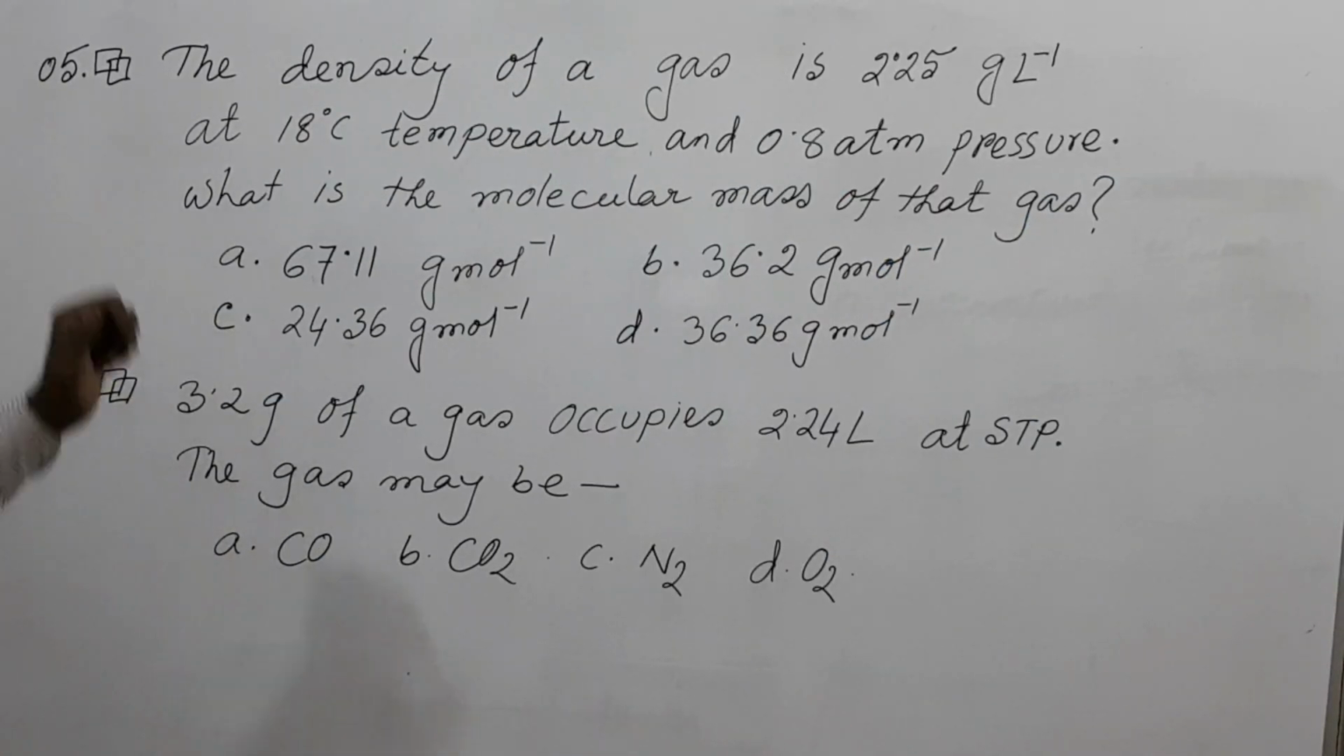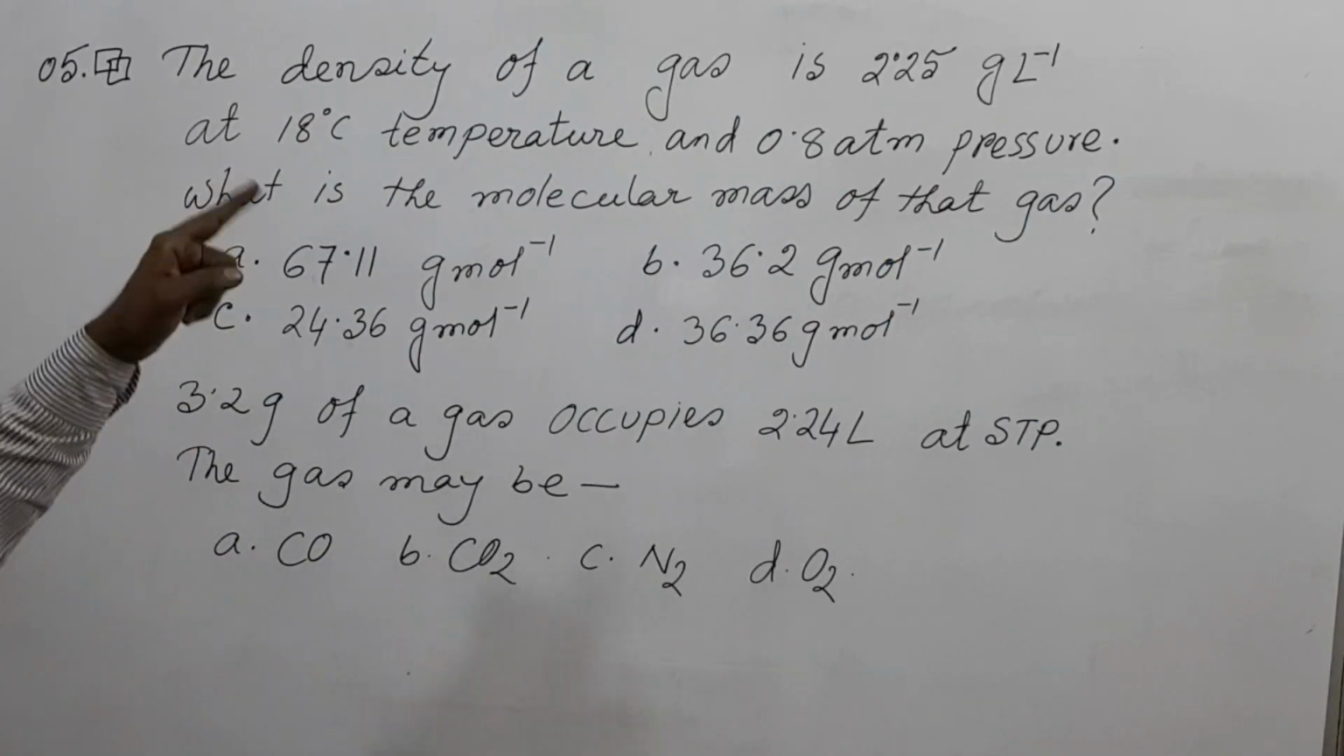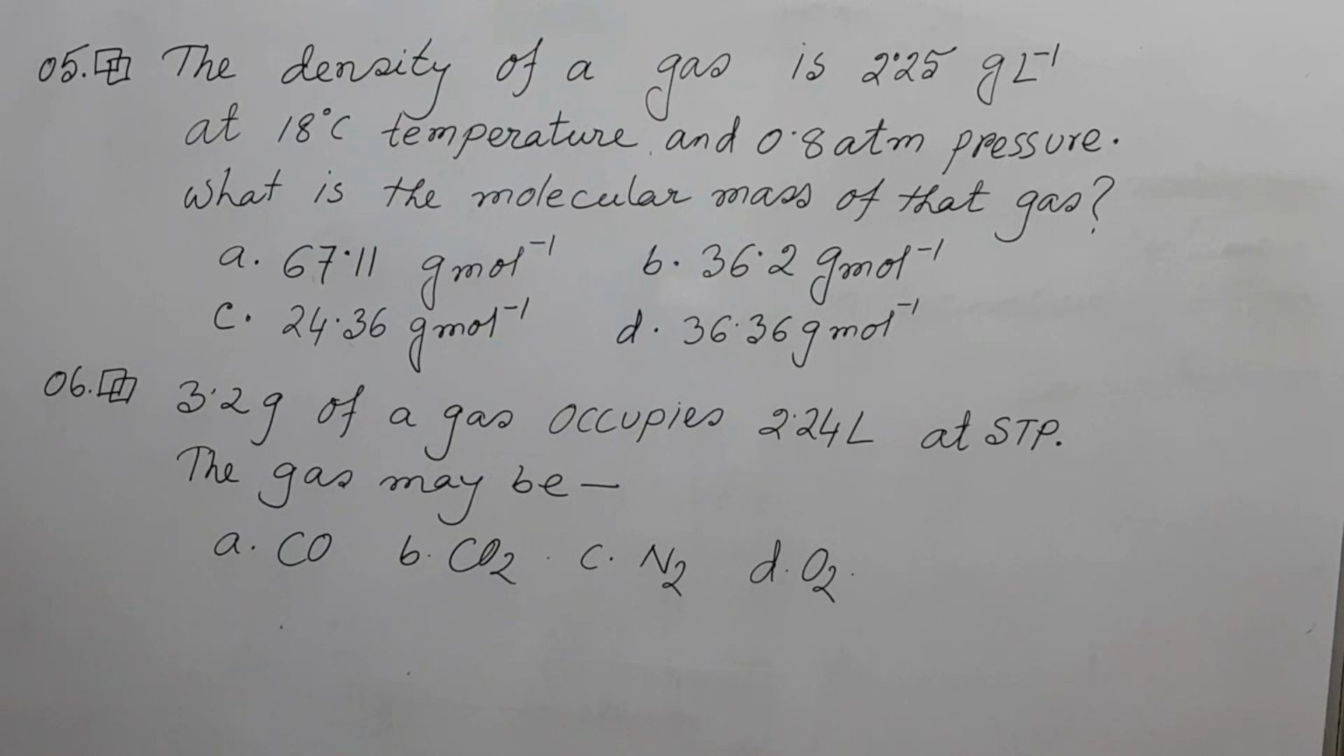This is our fifth question. The density of a gas is 2.25 gram per liter at 18 degree centigrade temperature and 0.8 atmosphere pressure.